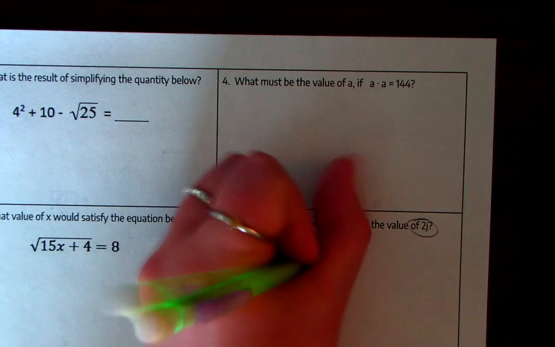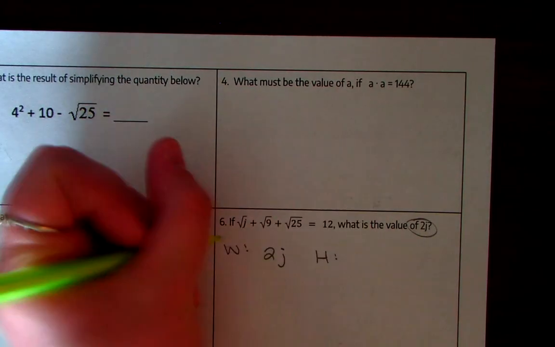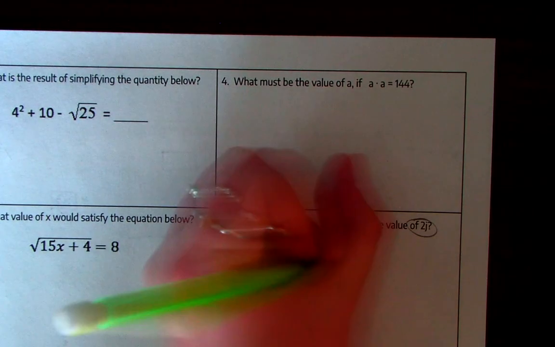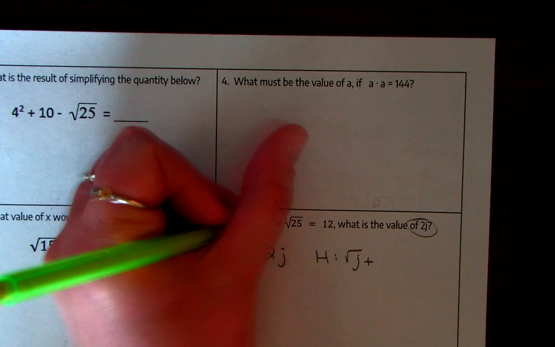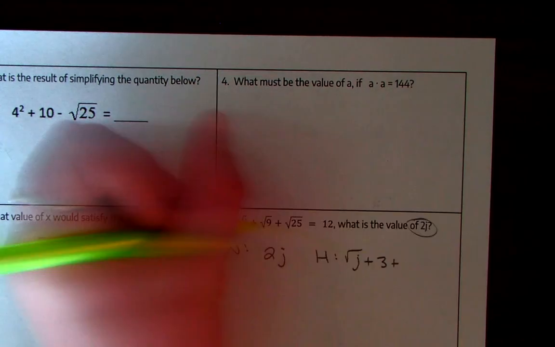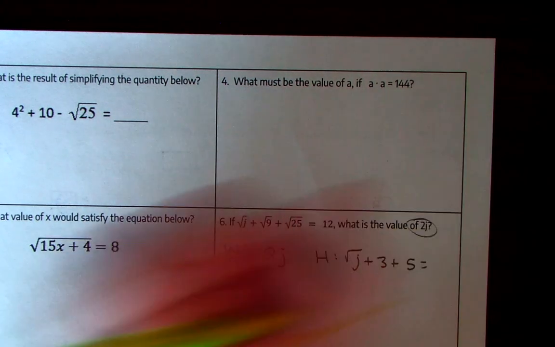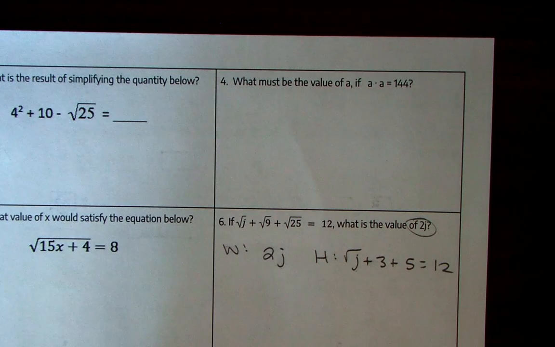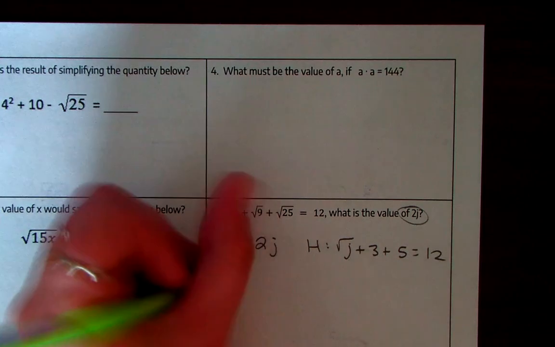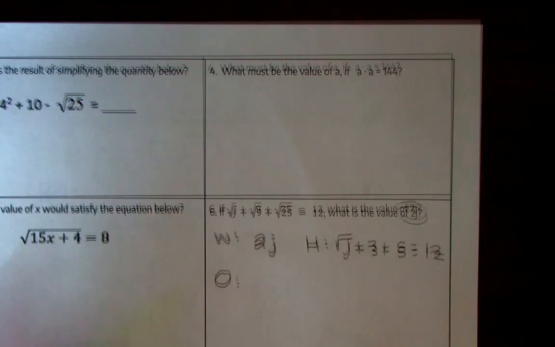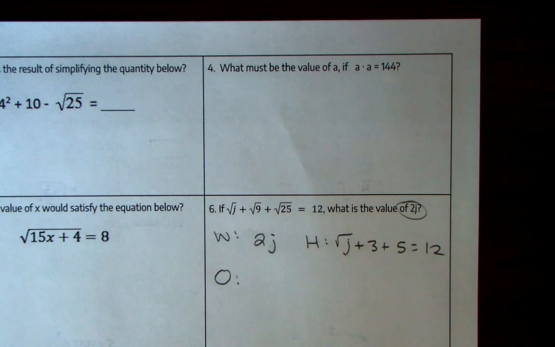All right? Well, what does it have? It has the square root of j plus the square root of 9, which is 3, plus the square root of 25, which is 5, equaling 12. Oop, little equation shows up there. All right, and then how are you going to organize your thinking to get j so that you can get 2j? Okay, hope that made sense.